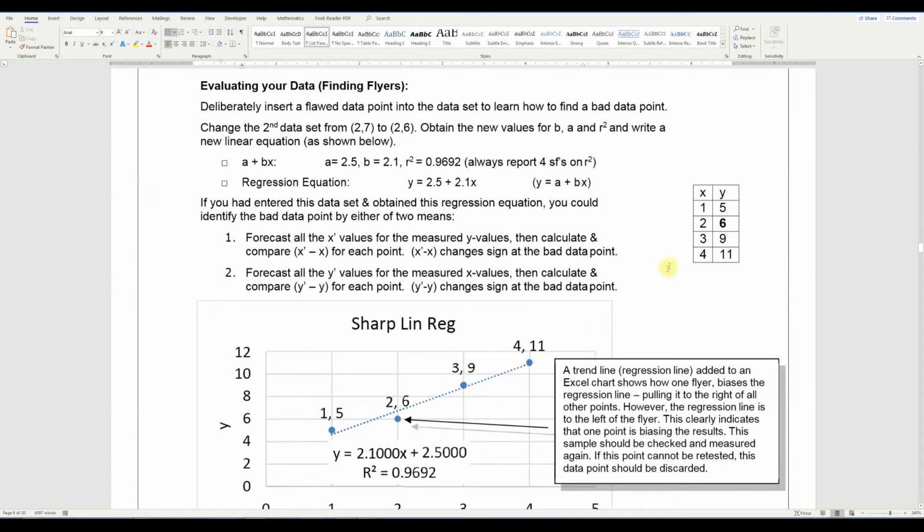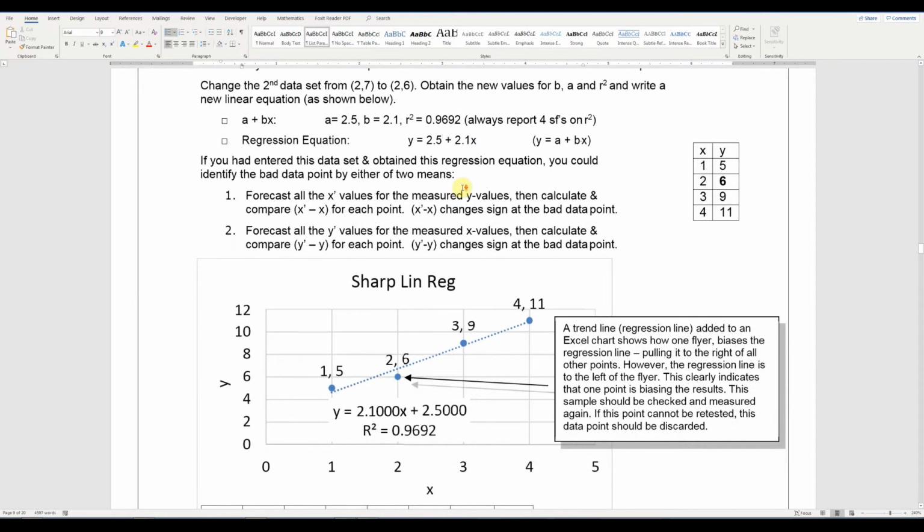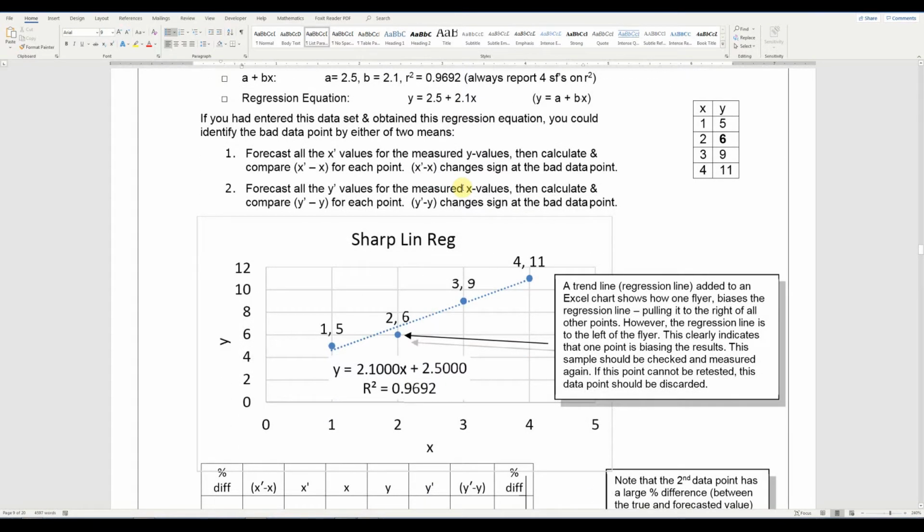On page 238, I want you to replace the second y value from 7, please make it a 6, and then reevaluate the regression coefficients. You'll find that the intercept has changed from 3 to 2.5, and the slope has changed from 2 to 2.1, and the R squared has changed from 1 to 0.9692. So this is now imperfect data, which is more realistic in a sense.